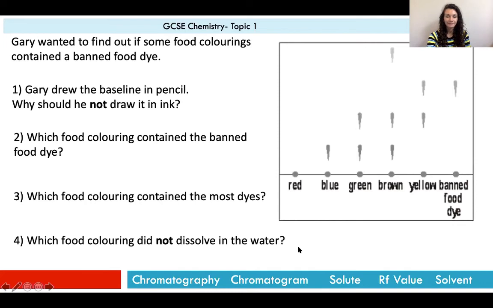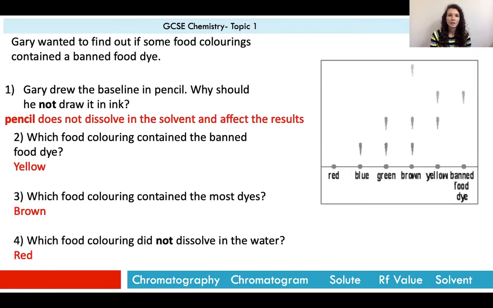Well done, fab. So hopefully you've had a chance to have a go at those questions. Gary drew the baseline in pencil. Why should he not draw it in ink? Pencil doesn't dissolve, and so it doesn't affect the results. Or you could have said a pen or ink might dissolve in the solvent or in the water and affect the results. So you could have said it the other way around. Okay, but that's why.